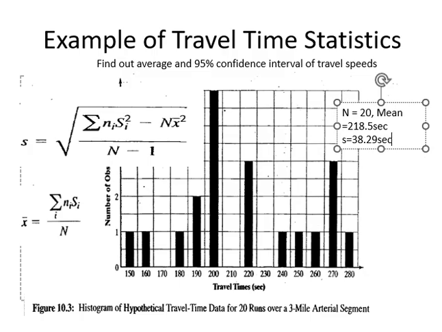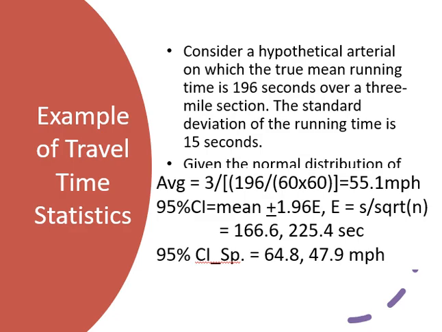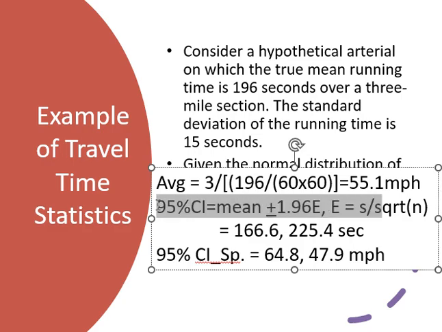We will do the same thing. We will calculate the 95% confidence interval of time now. I have the mean, I have the standard deviation, so I can calculate the 95% confidence interval of time. This is the equation for the 95% confidence interval.